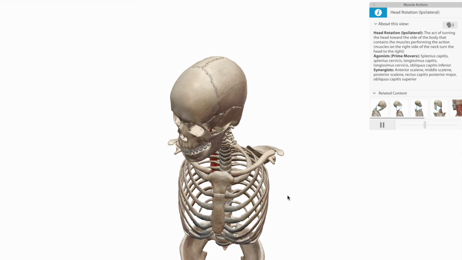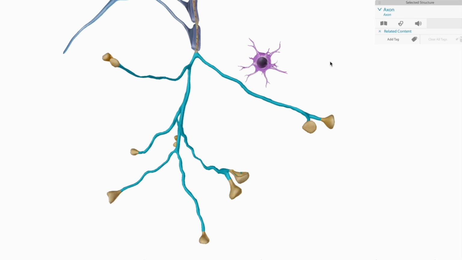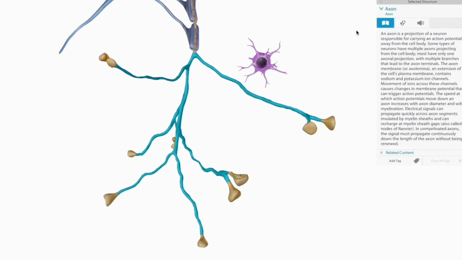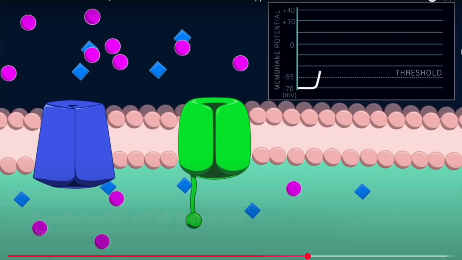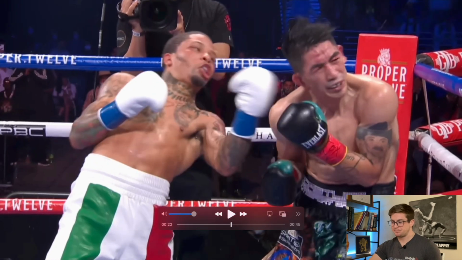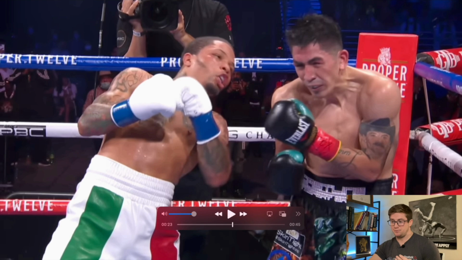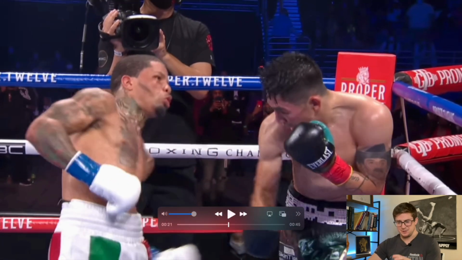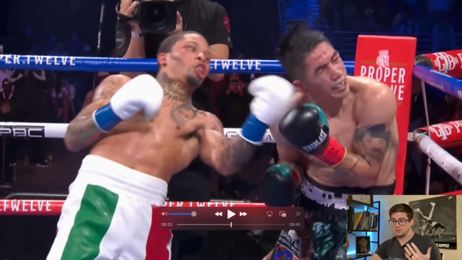That rotational or angular acceleration causes a big stretch in those axons, which is the part of the neuron that carries signals, and creates pores, and that causes ion shifts in and out of the cell, and then it creates that hyperexcitability that causes the knockout. So really good view of just Gervonta Davis's mechanics and his ability to move, and then what causes a knockout.